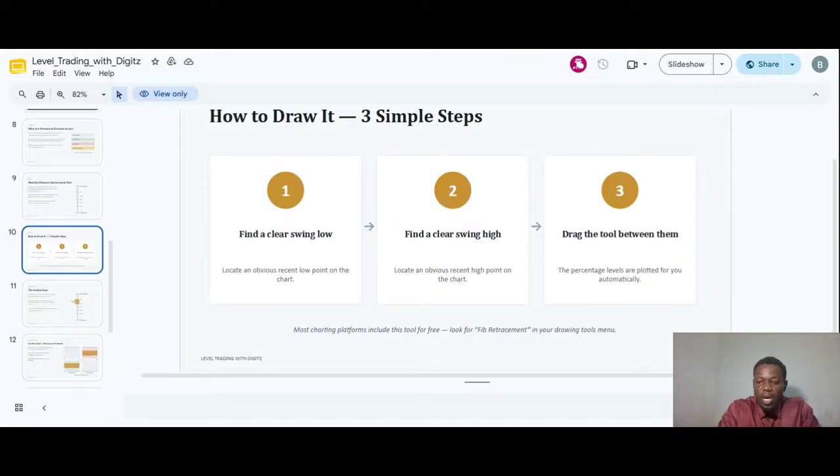So I'm trying to do something here. I'm trying to sign into my TradingView account so you guys could have a very clear practical on how this works. Yeah, time is fractal. It works differently across different time frames.